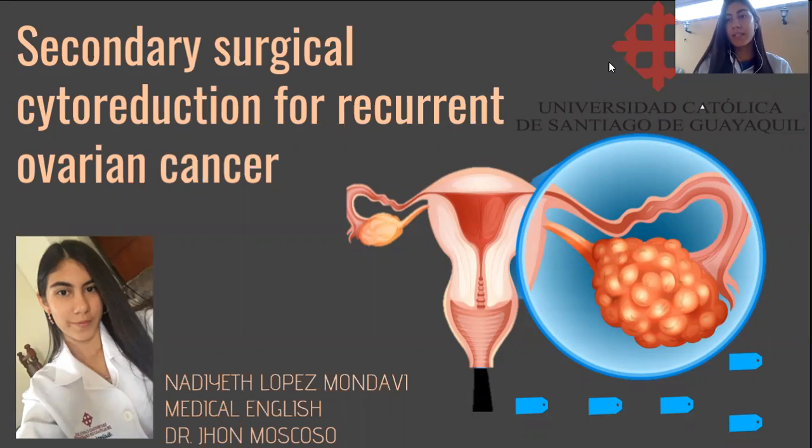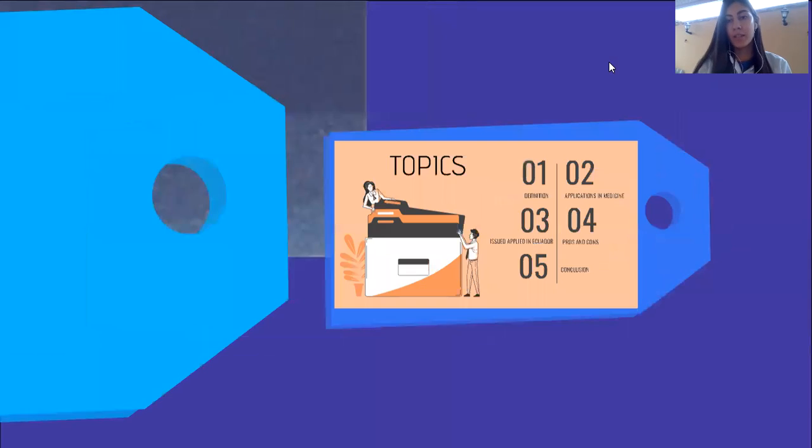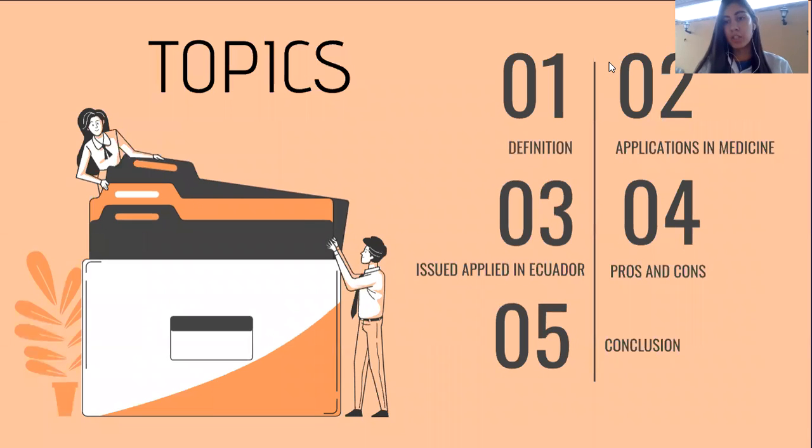This assignment is medical English. First of all, the topics we are going to talk about are definition, applications in medicine, issues applied in Ecuador, pros and cons, and conclusion.